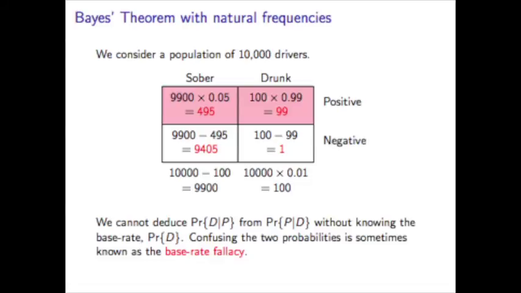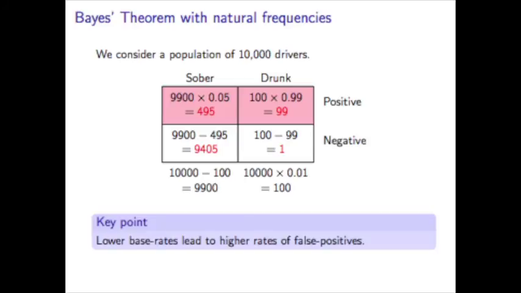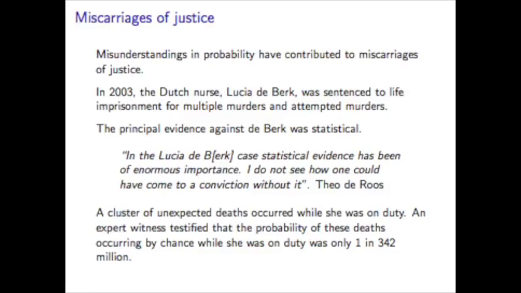In fact, it's impossible to deduce the probability of D given P from the probability of P given D unless we know something about the base rate. So this type of error is sometimes called the base rate fallacy. The key point to take away from this exercise is that if we have a low base rate, then we will have a high rate of false positives. The sorts of errors in probability that we have been talking about have had some very serious consequences in the criminal justice system. We'll discuss a couple of examples.